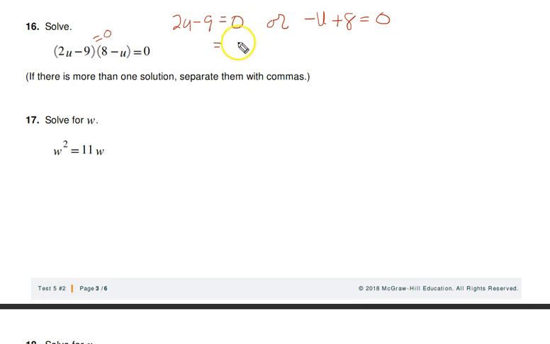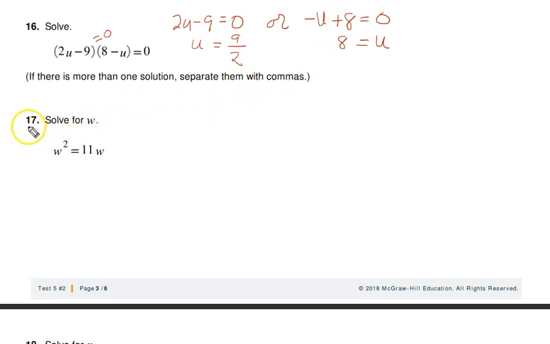So this one's easy. You transpose the 9. On this side it becomes a positive 9 divided by 2. There's one answer. Now here, let's just transpose the u. So this will become a positive u equals 8. All right, that was a shortcut way here. And those are my answers.